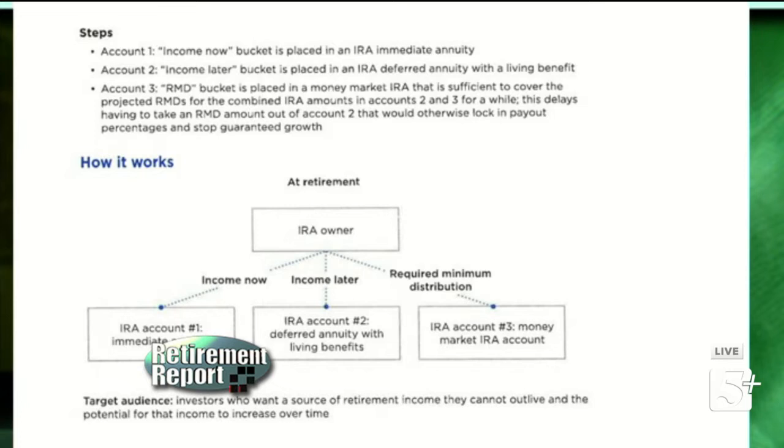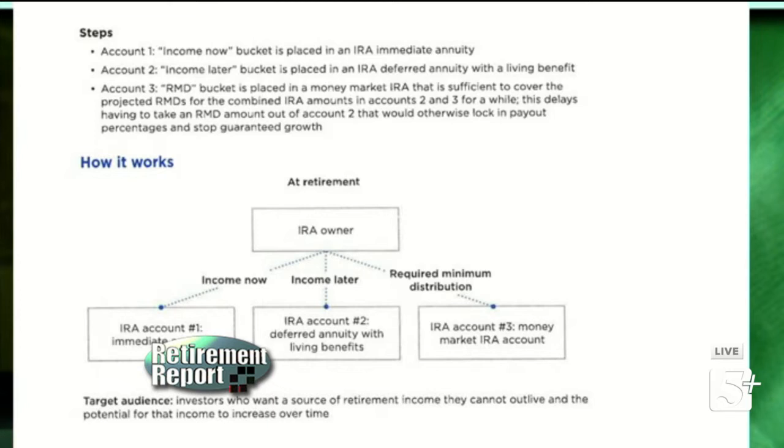And you want to shop these. There are a number of companies out there that have really great products, and what we're looking for in shopping is matching the product to your particular needs. This one is for investors who want a source of retirement income they can't outlive, with potential for that income to increase over time to keep up with inflation, or to ladder them up with differing amounts to accomplish that same goal. Lots of ways to make this work.